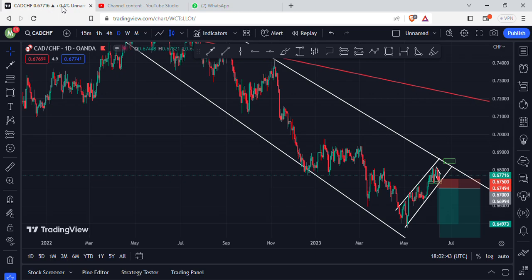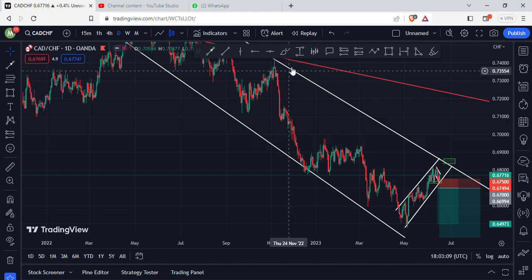As promised, now we're gonna do a pair that is bearish. We're looking at Tick Swiss franc. Just to recap on the process and how we're doing analysis, we go to a daily chart. We identify trend using our trend lines, the white lines, and our trend now is bearish.